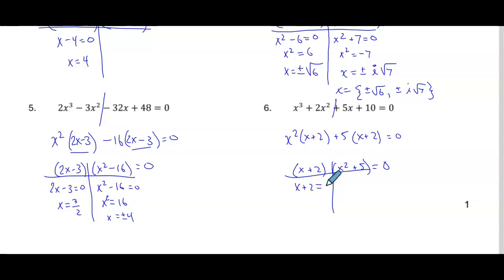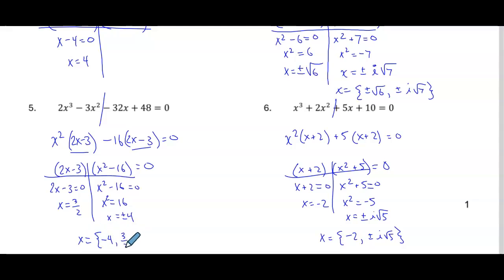x plus 2 equals 0. x equals negative 2. x squared plus 5 equals 0, so this is going to be negative 5. And so I have an i root 5 after the plus minus. So I need to go back and do my set notation there too. We'll do negative 2 plus and minus i root 5. And over here I need to say that x is negative 4, positive 3 halves, positive 4.